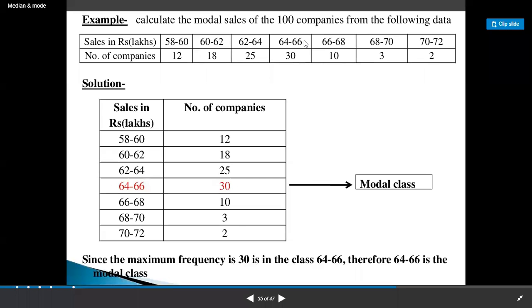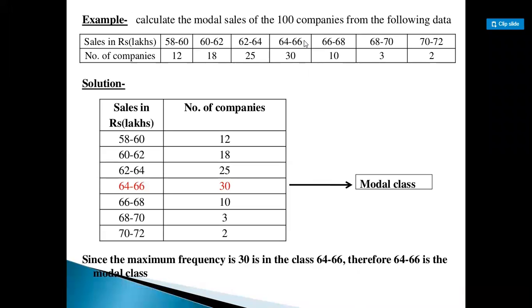Here is one more example of the mode, how to calculate the mode. Calculate the mode of the sales of 100 companies from the following data. Sales in rupees is given here in lakhs and the number of companies are also given. So first of all, we have to arrange the table accordingly.